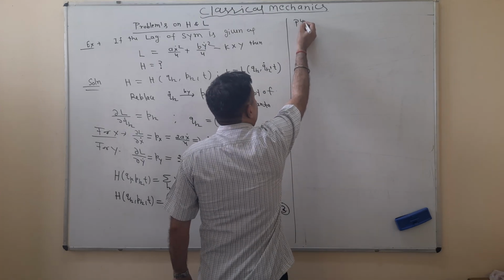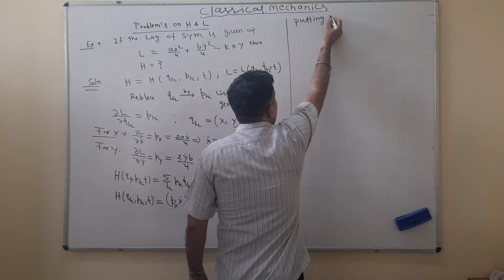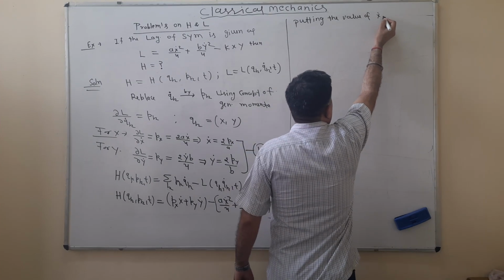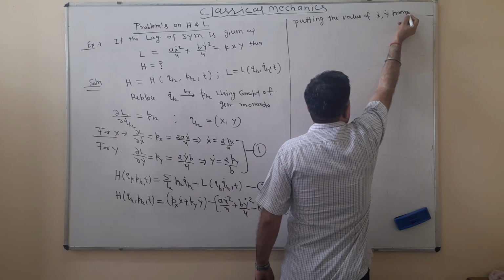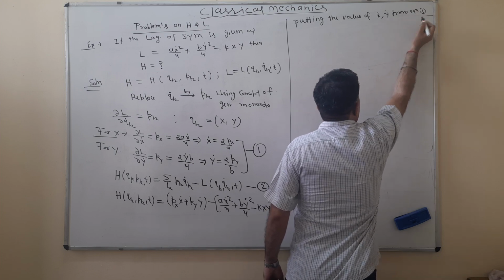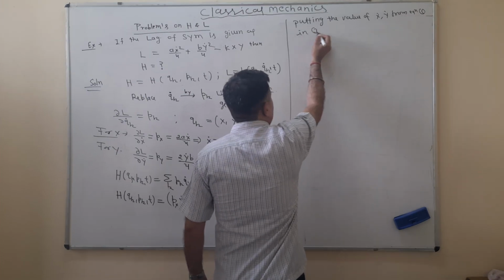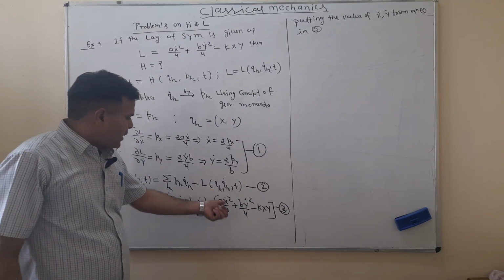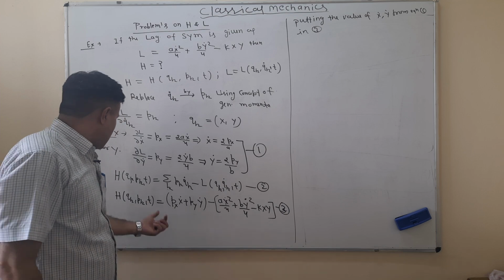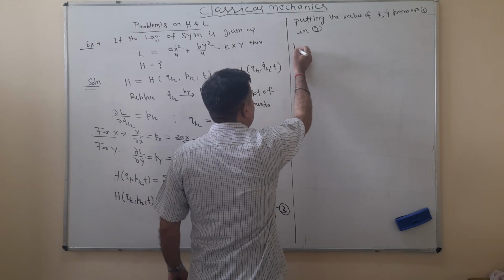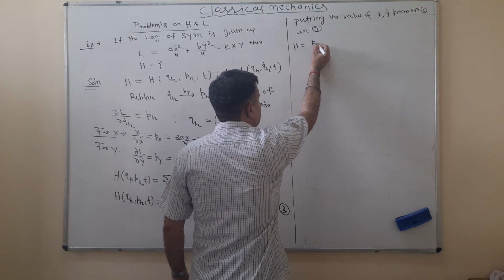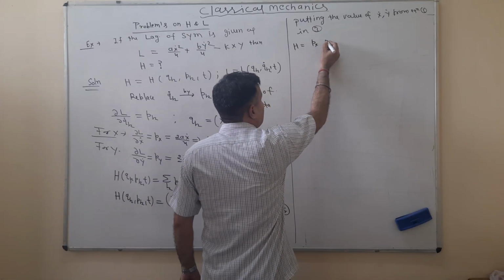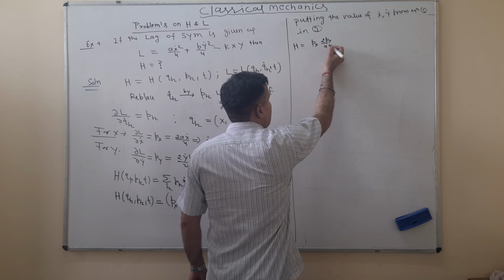So now, putting the value of x dot, y dot from equation 1 in 3, or using the concept of generalized momenta, we can replace our generalized velocity by generalized momenta. So in this case, what is our H? It is simply Px x dot. So x dot is 2px by a. So this is 2px by a.